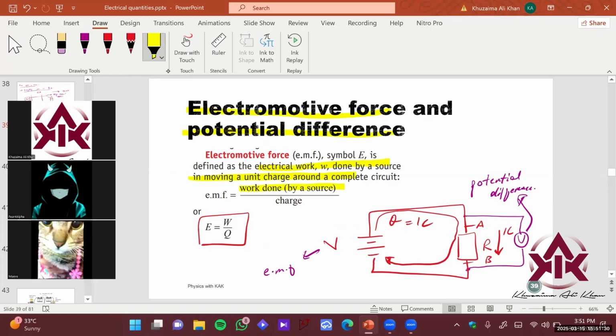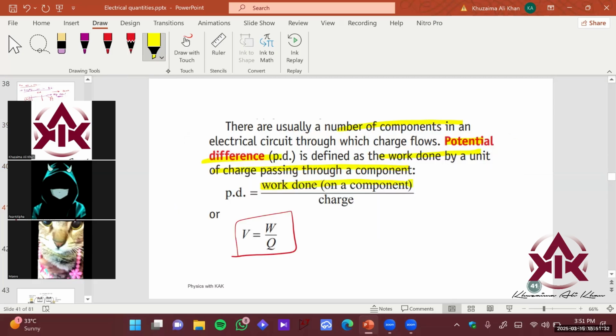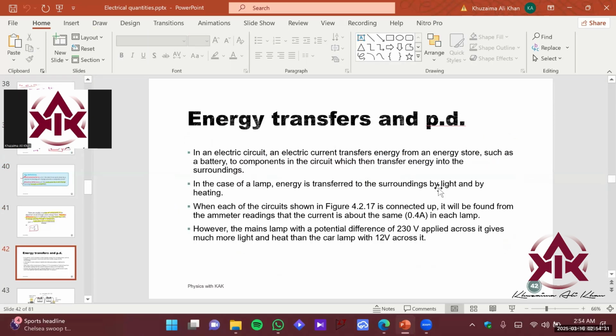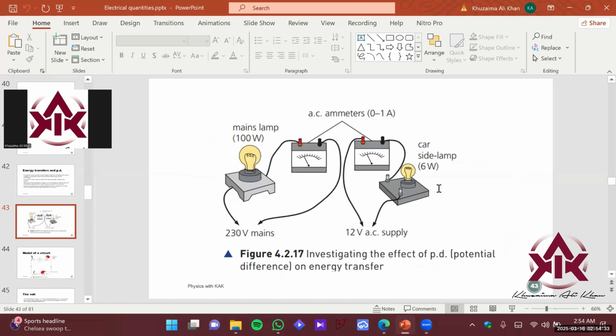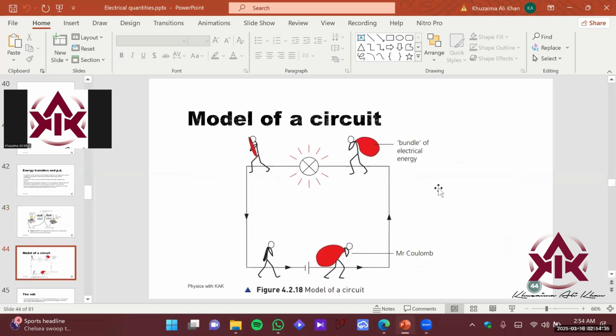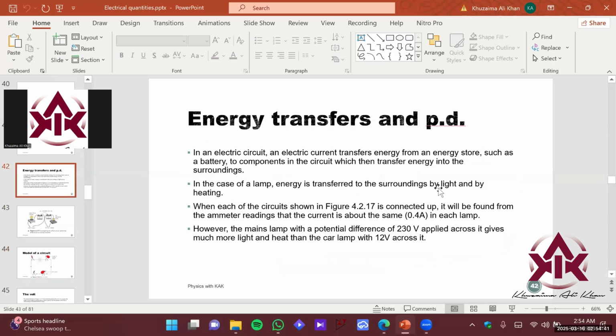So these are very similar terms, so you have to be careful here about these two definitions. We're first going to see what the content is, and then we'll hear a story of Mr. Coulomb. It's a very interesting story. So let's first go through the content. What are they saying here?